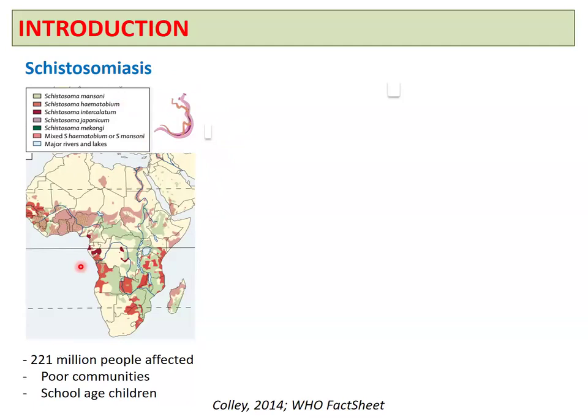It affects over 221 million people, and it mainly affects the poor communities. That's why it's categorized as one of those neglected tropical diseases. The highest prevalence of this disease is often seen in school-age children and also young adolescents, so we are looking at the age between 5 to about 19 years of age. This is where you see the highest prevalence of this disease.